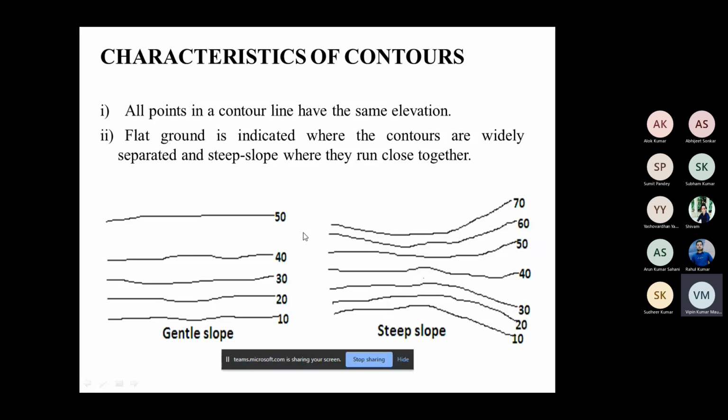So suppose these are two cases. The first one is this, the second one is this. If you are looking at your contour lines and they are well separated, you can say it is a general slope. But if you are seeing them like this, converging then diverging, then there may be the case of a steep slope.